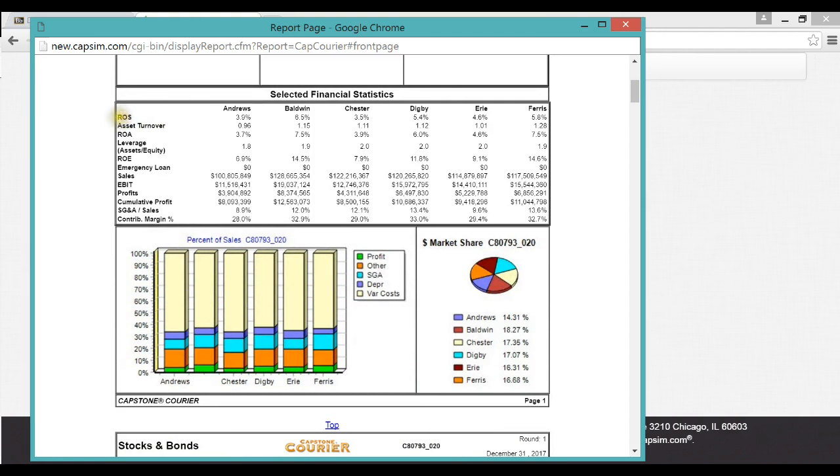So the first thing you'll notice is my return on sales is below average. So my competitors have done better there. Same for return on assets, and my profits are not as high. Typically, from what I've seen in Capsim, this is fairly routine during round 2 or 3 of the simulation.